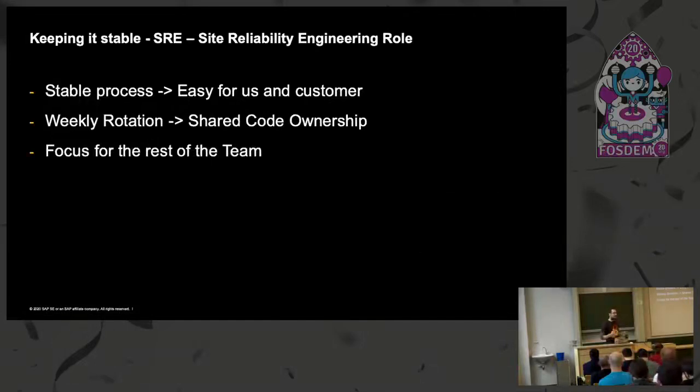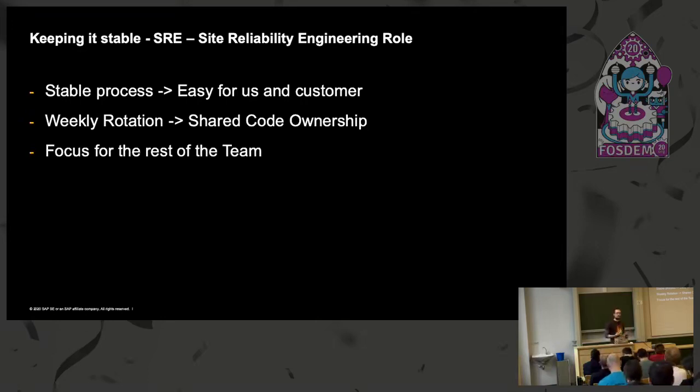Keeping it stable: now we have a lot of software running just to provide a few Jenkinses. What we introduced is SRE. We name it SRE. It's probably not the SRE you know from Google Talks, and there are plenty of Google Talks about this topic. It's a stable process. We have this system in our team, so if I go on holiday, I know certain things are happening.